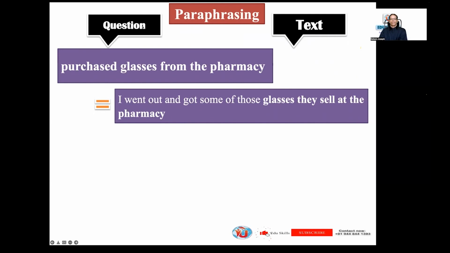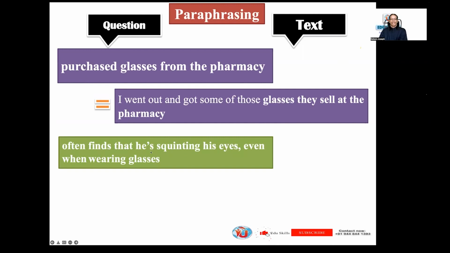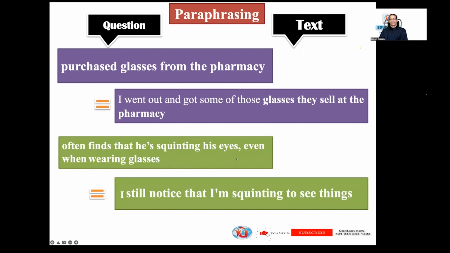Purchase glasses from the pharmacy is the question statement, paraphrasing of this sentence in the audio. I went out and got some of those glasses they sell at the pharmacy. They sell at the pharmacy, I purchased. Okay. And the next one, often finds that he is squinting his eyes even when wearing glasses. That's the question statement. The text says, I still notice that I am squinting to see things. So these are the paraphrasing.